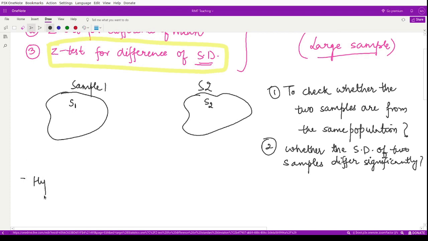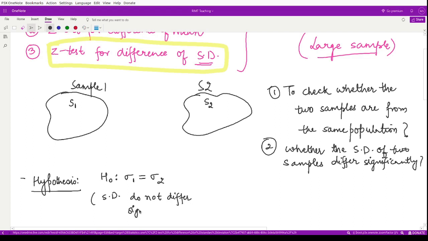So for that, the first task would be to create a hypothesis. So what could be the hypothesis here? H0 would be the null hypothesis, saying that the two samples taken from the population have equal standard deviation. So we will say that the standard deviations do not differ significantly, or basically the standard deviations are significantly equal.